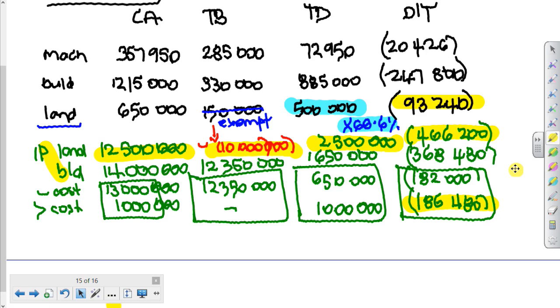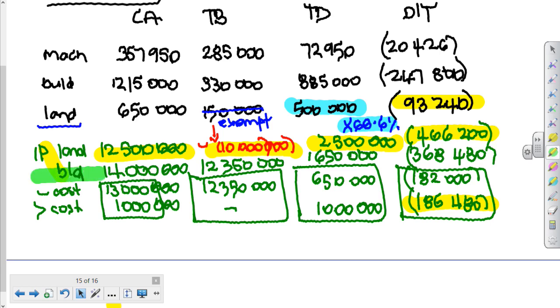So there's my land. But the land is easy. The land is exactly the same as it was in investment property, in PPE. So land is exactly the same, PPE, investment property, exactly the same. So the building is the one that's a little bit different.